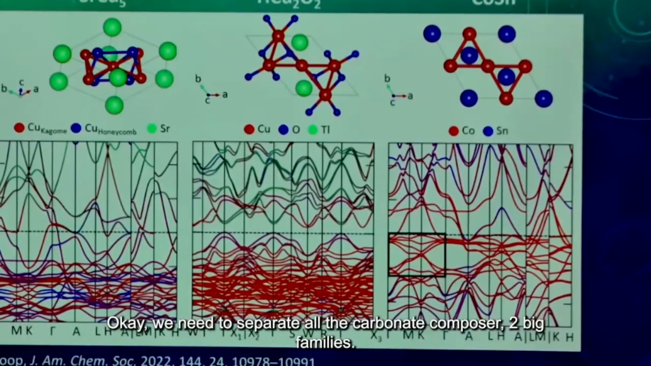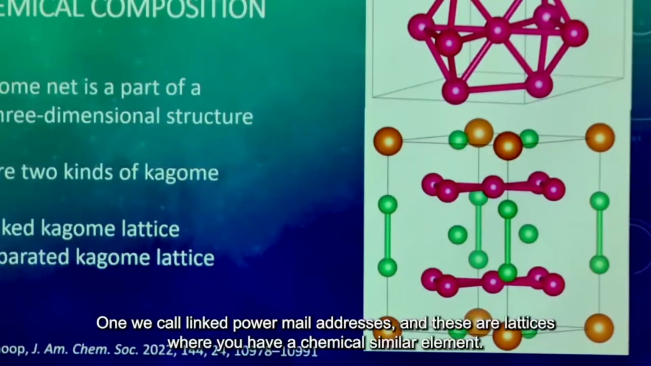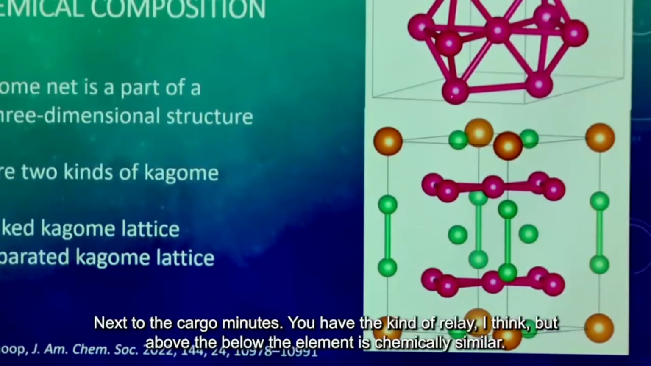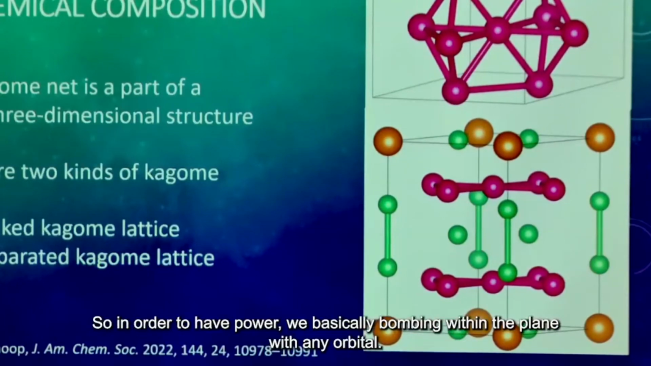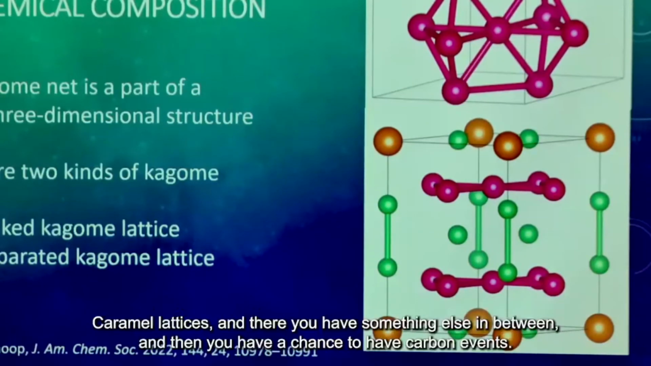So Milena started looking into these compounds. The first thing she realized was that we need to separate all the kagome compounds into two big families. One we call linked kagome lattices, and these are lattices where you have a chemically similar element next to the kagome layer. So here's the kagome layer in plane, but above and below, the element is chemically similar. In order to have kagome bands, you need bonding within the plane with any orbital. But if there's something chemically similar above or below, it will mess with it. Like the orbitals from here will start interacting with the plane.